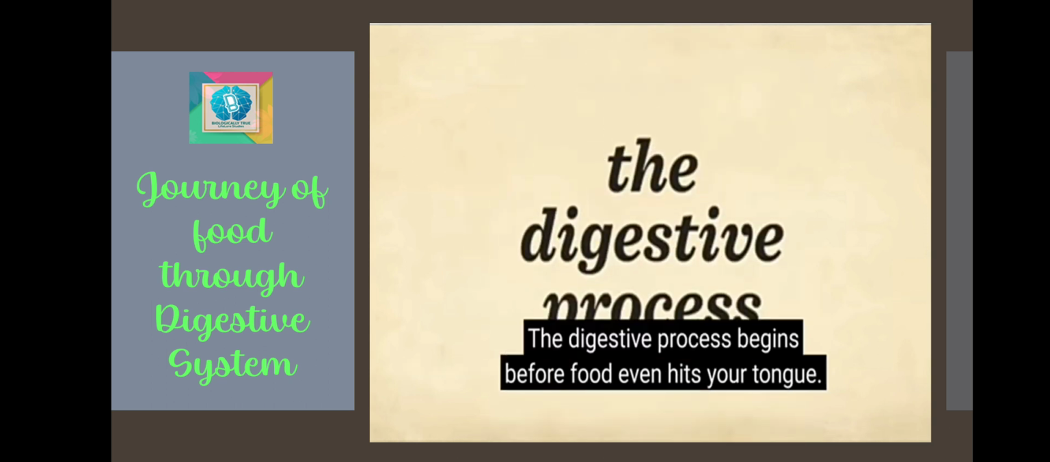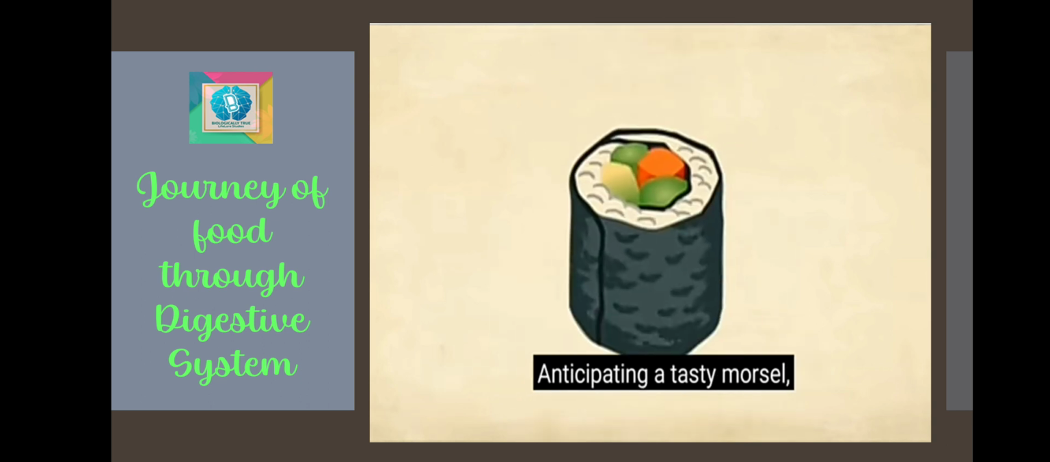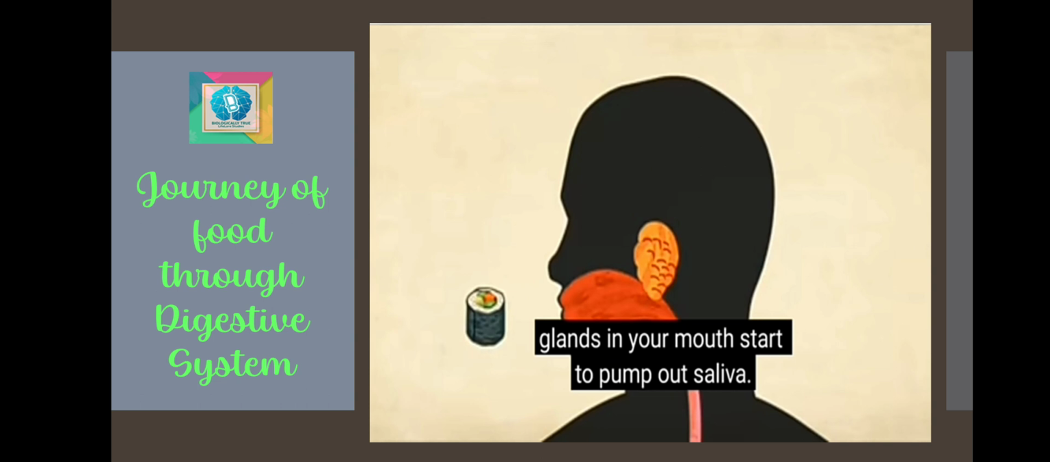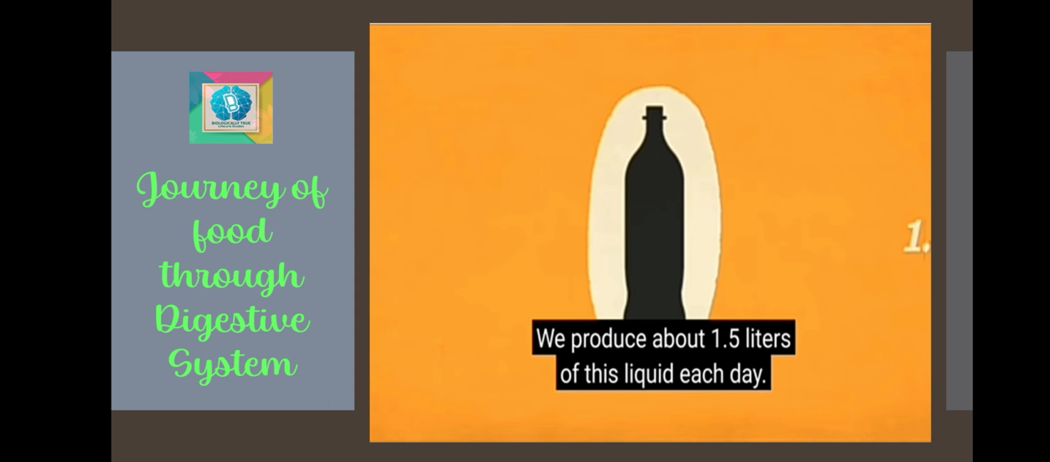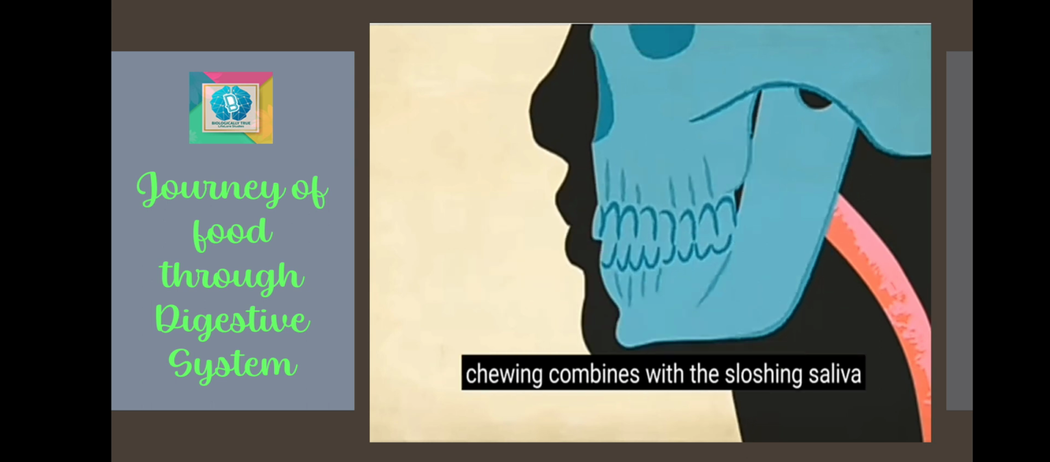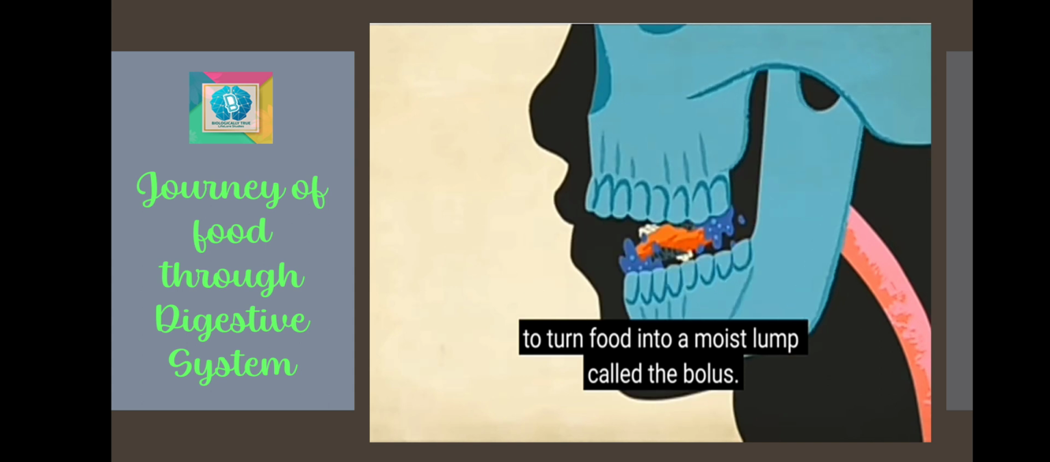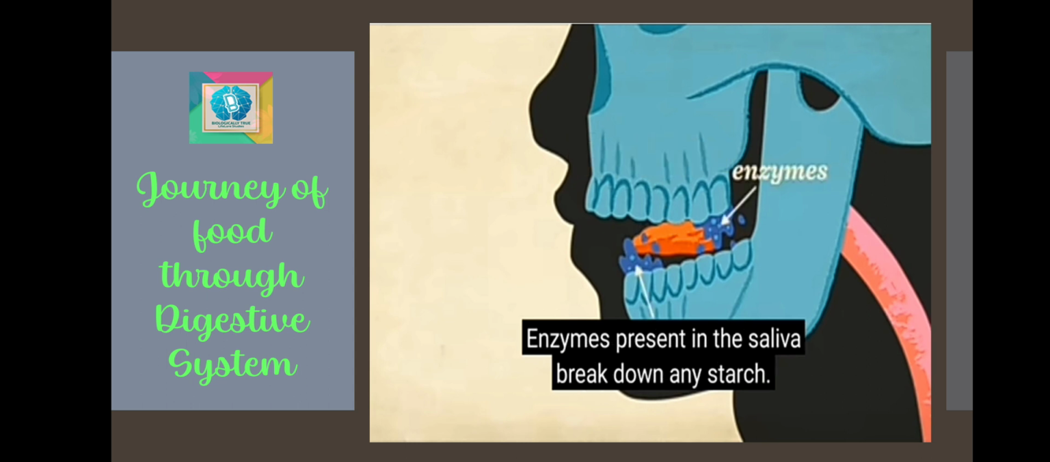The digestive process begins before the food even hits our tongue. Anticipating a tasty piece of food, glands present in the mouth start secreting saliva. About 1.5 liters of this liquid is produced each day. Once the food enters the mouth, chewing combines with the sloshing saliva to turn the food into a moist lump called bolus. Enzymes present in the saliva break down the starch.